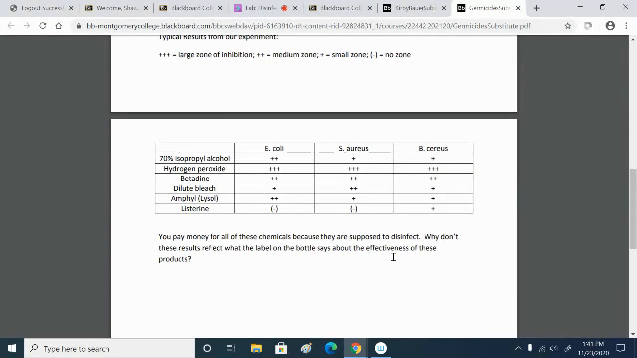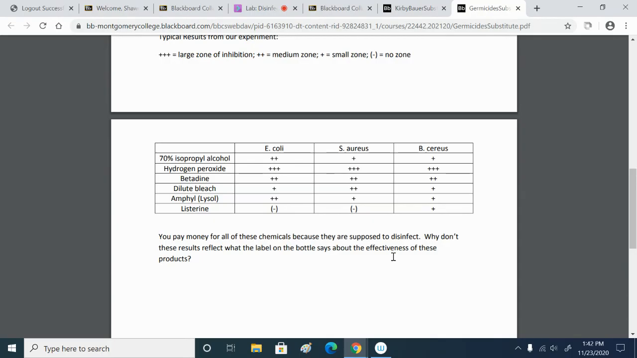Betadine is a brand name of iodine. It's used in surgical prep. If you've ever seen a surgery being done, they swab the skin a lot with iodine, making the skin turn all pale, kind of orange, to help disinfect the skin as much as possible. And it works moderately well on the agar plates, but again, it may be binding to the agar and having some neutralization occur.